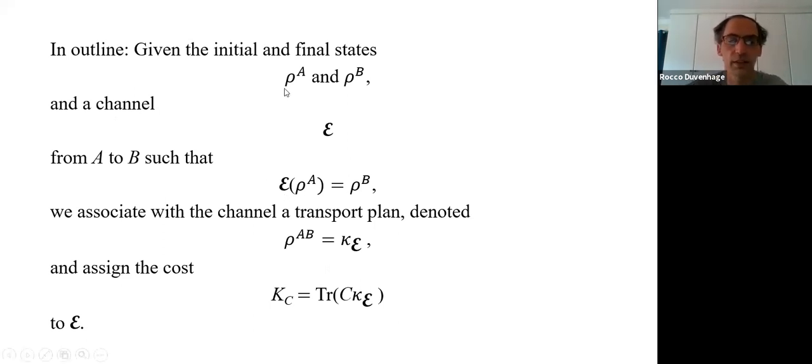So in outline, I'm going to say it again. You have an initial state, a final state, and a channel which you want to find, which takes the initial to the final state. We associate this channel with a transport plan. We'll label it by kappa sub E, and we assign a cost in this way. All of this is pretty much exactly what we have in a classical case, just translated to the quantum setup.